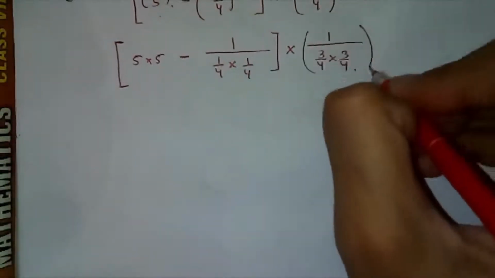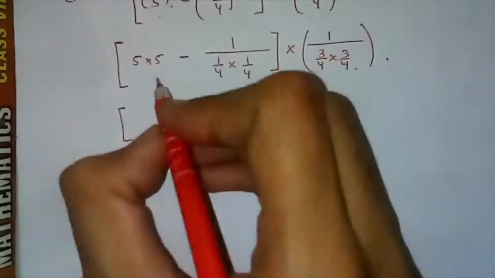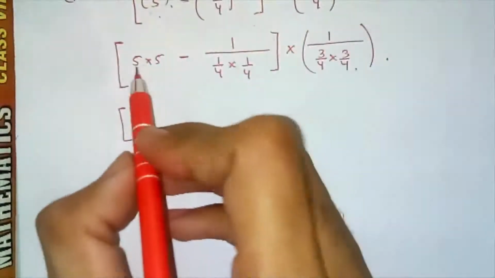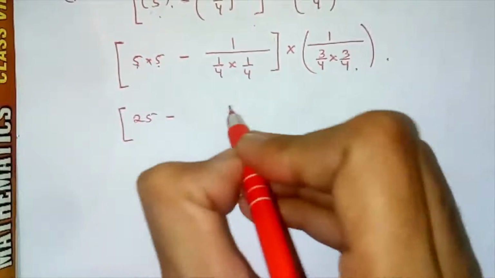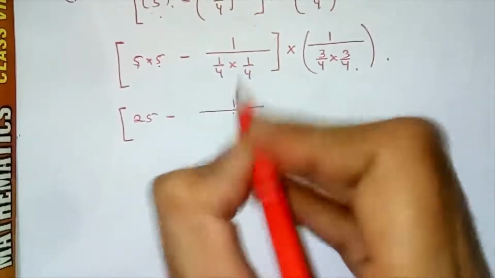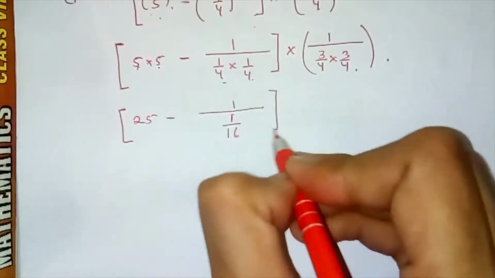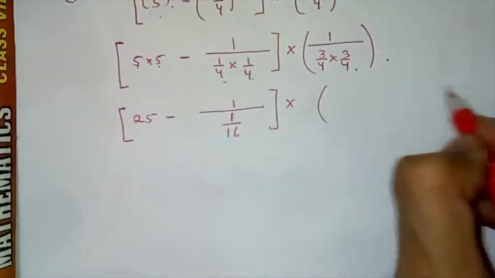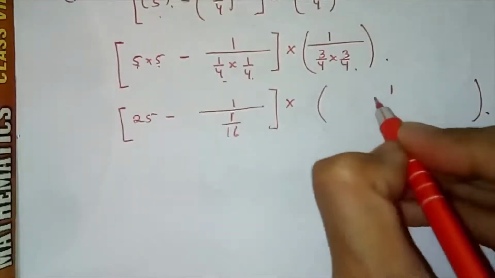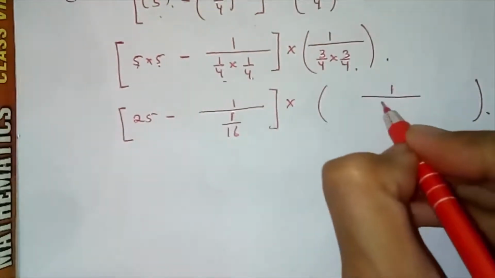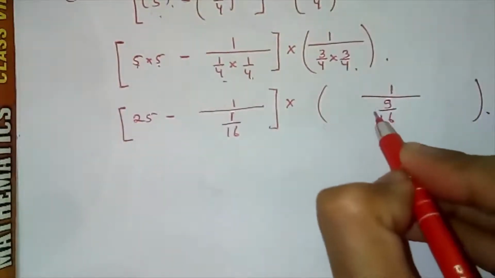Let's close the brackets and then we solve. So first we will solve this bracket. 5 into 5 is 25, minus 1 upon 1 into 1 is 1, 4 into 4 is 16. Now we will solve this bracket and we will get 1 upon 3 3s are 9, and 4 into 4 is 16. Done.